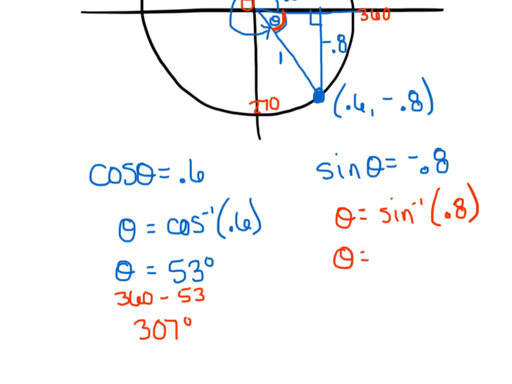And as I do that, the inverse sine of 0.8, the calculator again says 53. That represents the reference angle. That represents the gap right here. And again, we subtract it from 360 to get 307. So we've confirmed that that is indeed our answer.